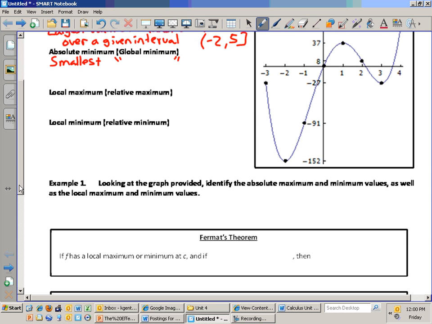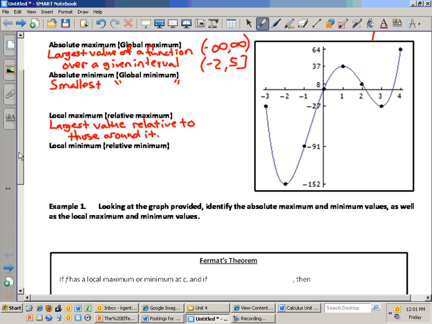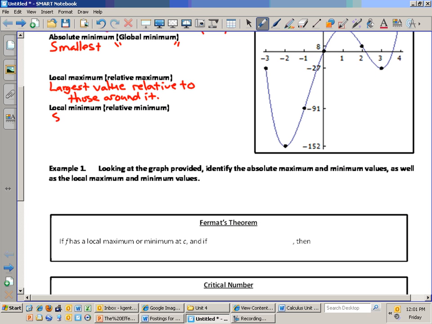Local max. Local max we're going to define as the largest value relative to those around it. It's also referred to sometimes as a relative maximum. As you can see, absolute max and absolute mins are sometimes referred to as global maxes and global mins. It really depends on the book that you're using. Local minimum, again, would be the smallest.